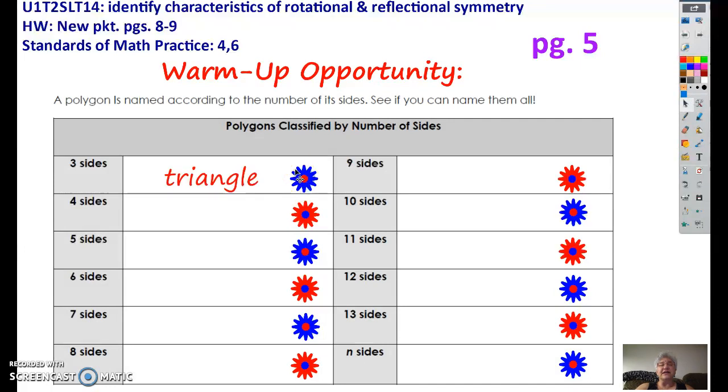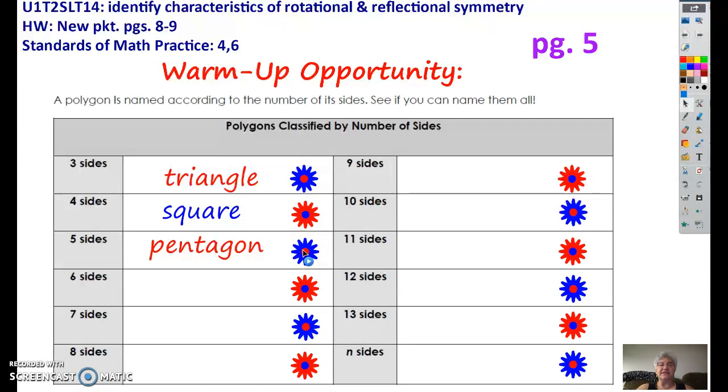When you look at a three-sided figure, everybody knows that is a triangle. We've dealt with that a lot, even in the last 2 packets. 4 sides is a square. We're talking about regular polygons, and regular polygons have sides of the same length, and therefore, if we're talking about a 4-sided figure, it would be a square that has 4 equal sides.